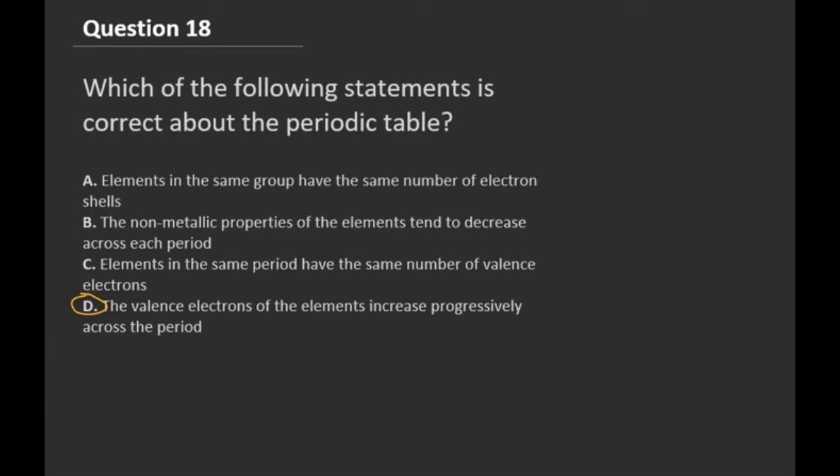As the elements move across the period on the periodic table, there's an increase in the electrons from one element to the next element in the same shell. So the right option is D.